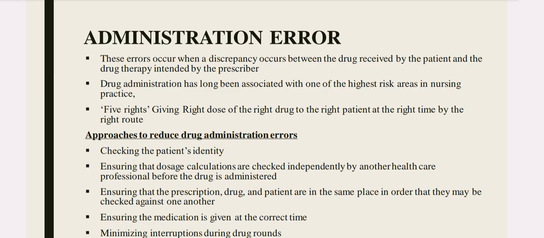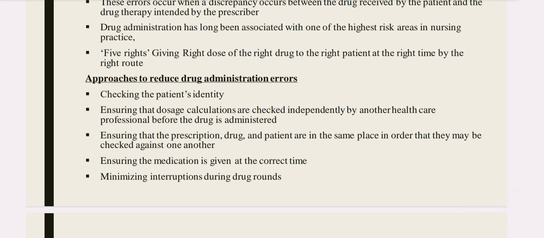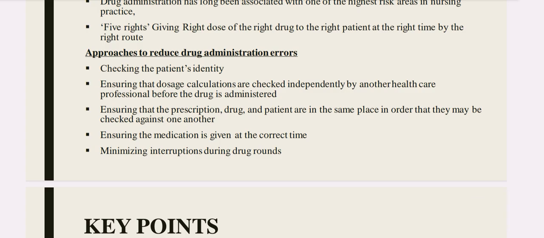The approaches to reduce the administration errors is by checking the patient identity, by ensuring the dosage calculation, which should be checked independently by other healthcare workers too, and ensuring that the prescription, the drug, and the patient are in the same place. Before administering the drug, we should check again the prescription, the drug, and the patient, and also ensure that the medication is given at the right time. And also by minimizing the interruptions during the ward round, we can reduce the administration errors.